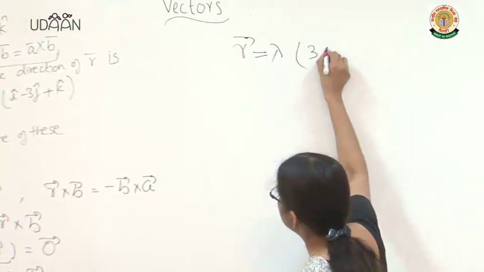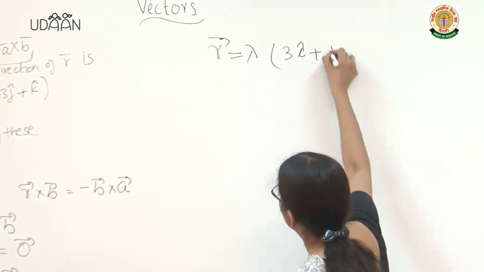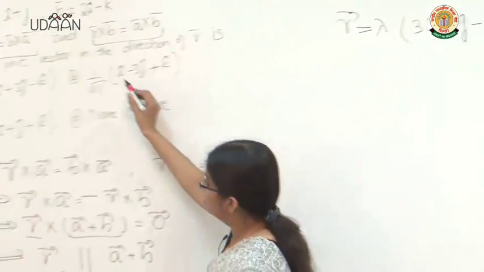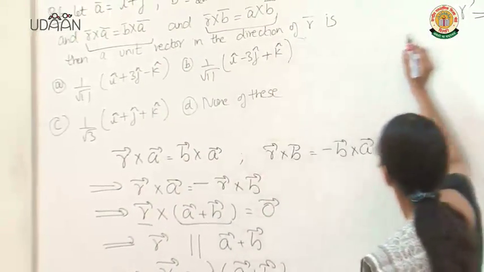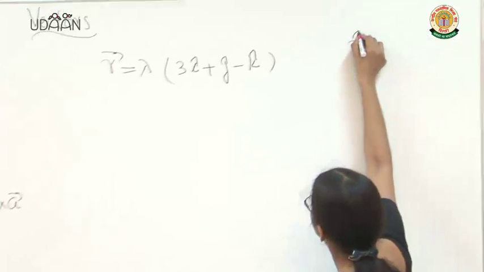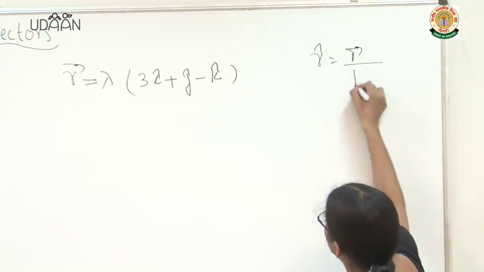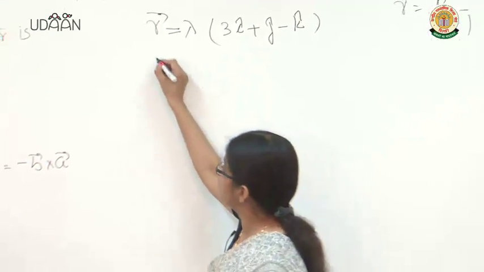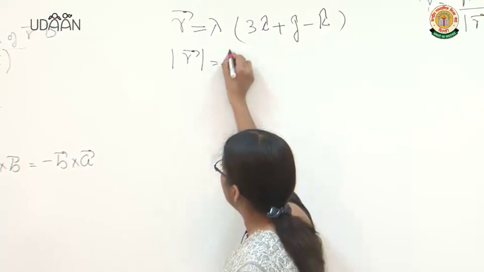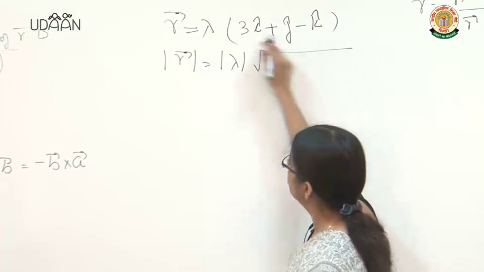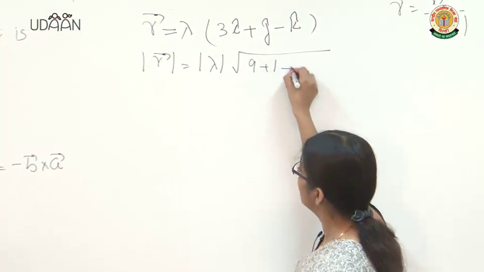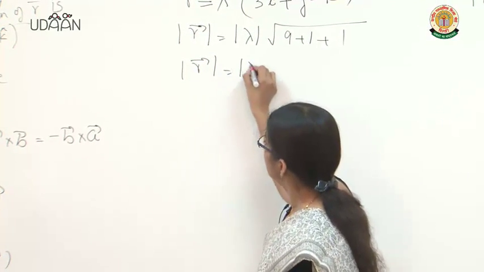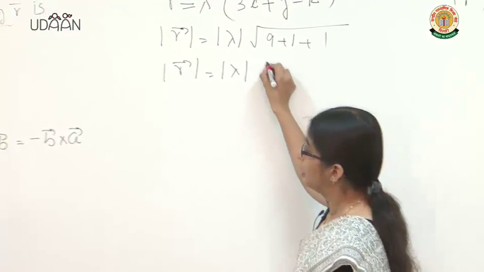Calculate a plus b: 3i cap plus j cap minus k cap, right. We need to calculate a unit vector in the direction. Unit vector r cap is given by vector r divided by modulus of r. So, we need modulus of r. Let us find modulus of r. Taking modulus on both the sides, modulus of lambda into under root of 9 plus 1 plus 1, which gives you mod r equal to modulus of lambda into under root of 11.